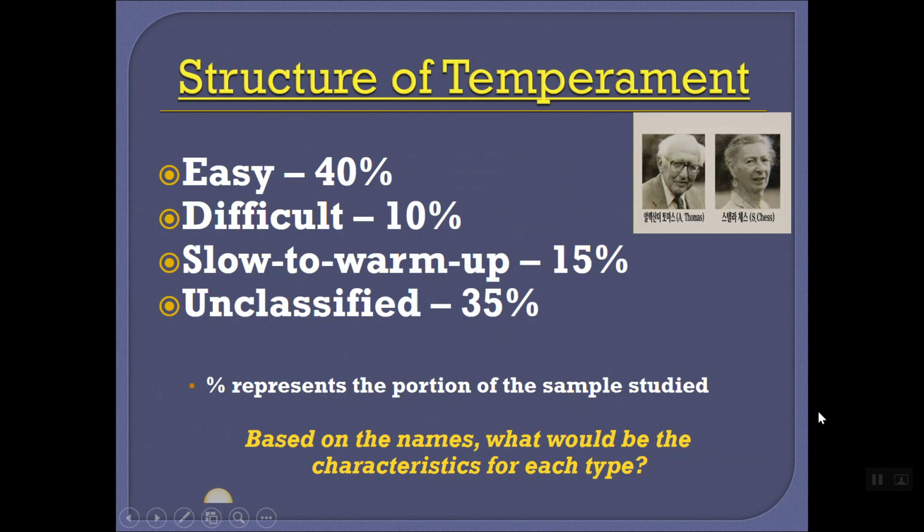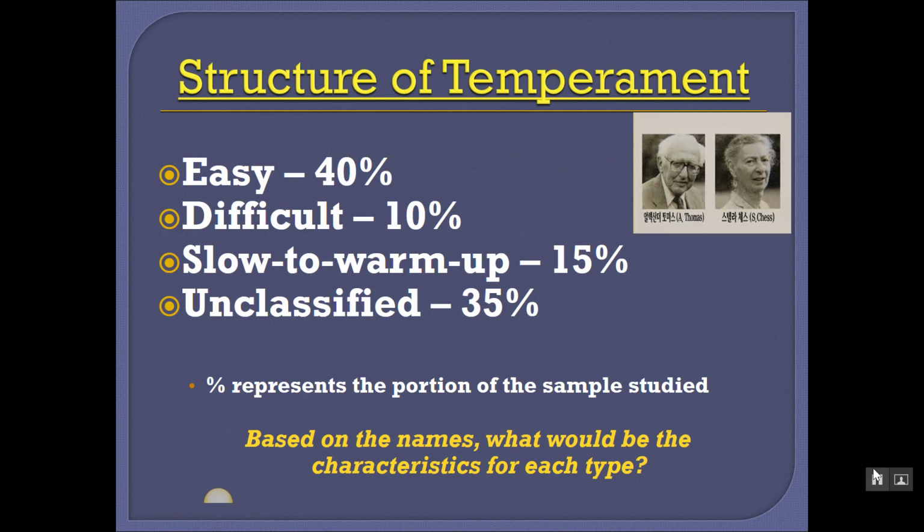Okay, so the structure of temperament was developed by two theorists named Thomas and Chess. Now, Thomas was the male, Chess was the female, and they did a longitudinal study. It was called the New York Longitudinal Study. And what that means is that they studied their sample of participants over a long period of time.